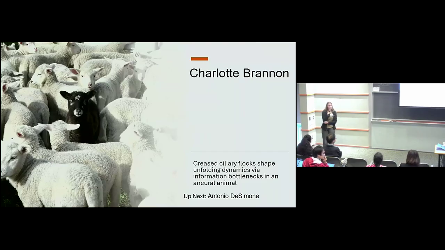And Trichoplax is extremely simple. It has no brain, muscles, or neurons, but it does have a dense ciliary carpet, which does exhibit flocking dynamics and enables the animal to walk on rigid substrates. And so in my poster, we studied how folding and unfolding emerges from the collective dynamics of the ciliary carpet, and we discovered an interesting coupling between the folding state of the animal and the flocking of this ciliary field. So if you're interested, please stop by.